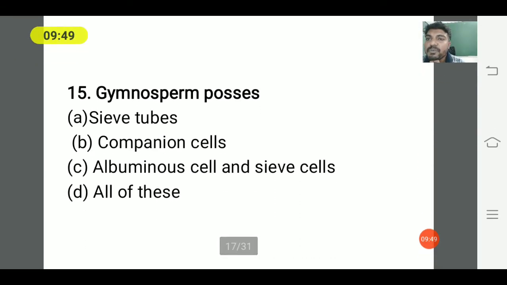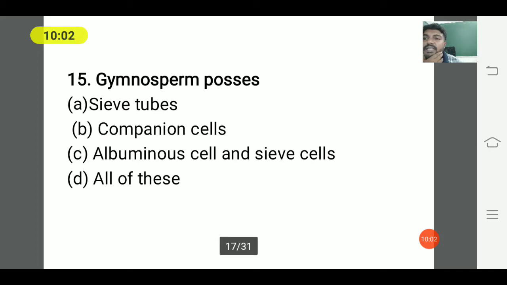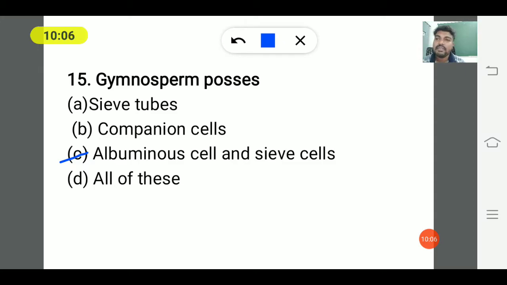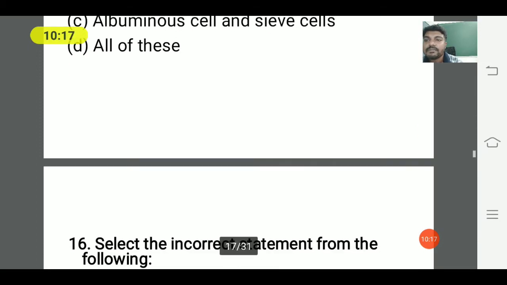15th one. Gymnosperms possess: sieve-tube cells, companion cells, option C albuminous cells and sieve cells, and D is all of this. So gymnosperms always possess albuminous cells and sieve cells. They lack sieve tubes and companion cells. Instead of these two cells, they have albuminous and sieve cells. So that is the answer. C is the right answer.